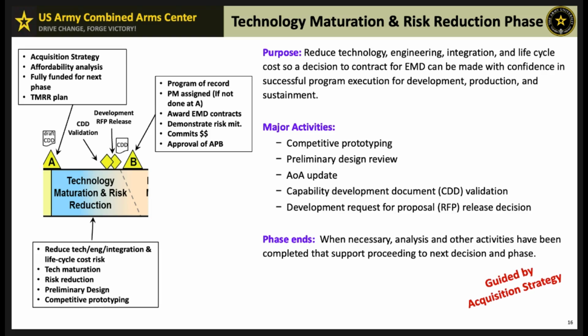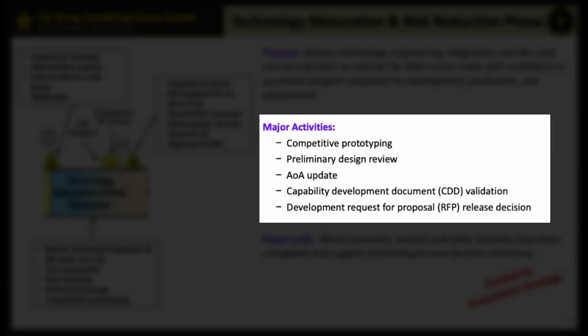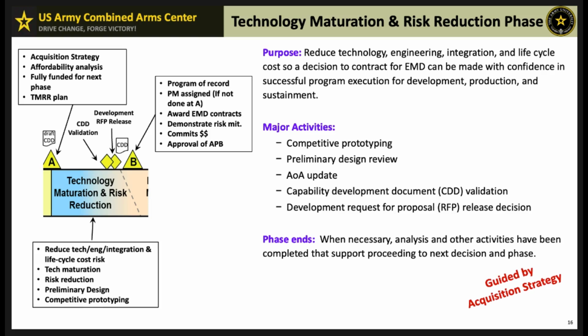Key activities during the TMRR phase include competitive prototyping, preliminary design review, the AOA update, CDD validation, and the development of the RFP release decision, finalizing the request for proposal to solicit bids for the EMD phase, really.